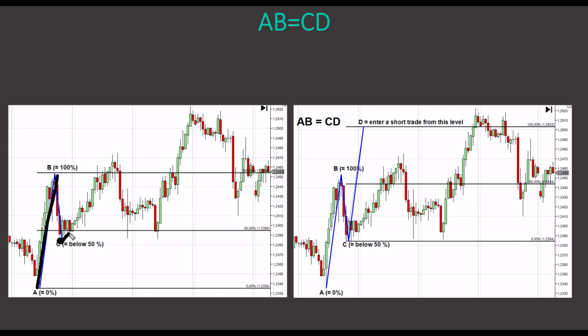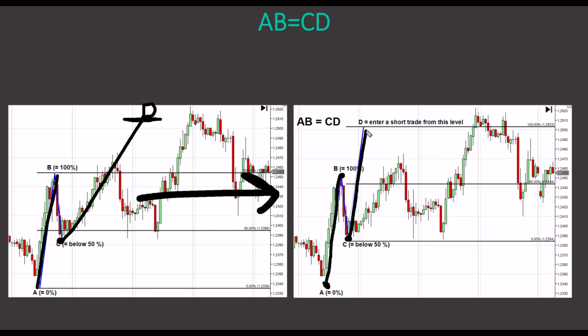So you measure that distance, and that distance will show you the point D. Right, you can see that on the second picture here. We have point A, point B, pull back to point C, and then the distance from A to B is the same distance as from C to D. So you identify the D, and from there you go short.